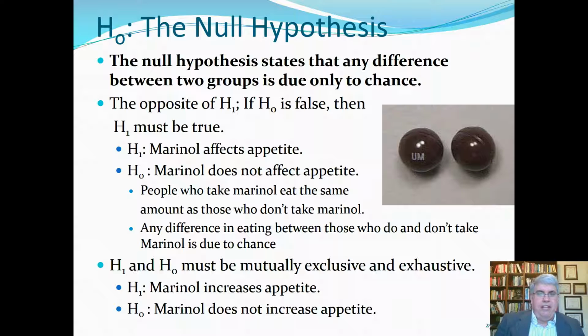So we can say that the alternate hypothesis and the null hypothesis have to be exclusive and exhaustive. Exclusive means they can't both be true. Exhaustive means they cover all possibilities and one has to be true, which means one and only one has to be true. Either Marinol increases appetite or Marinol does not increase appetite.